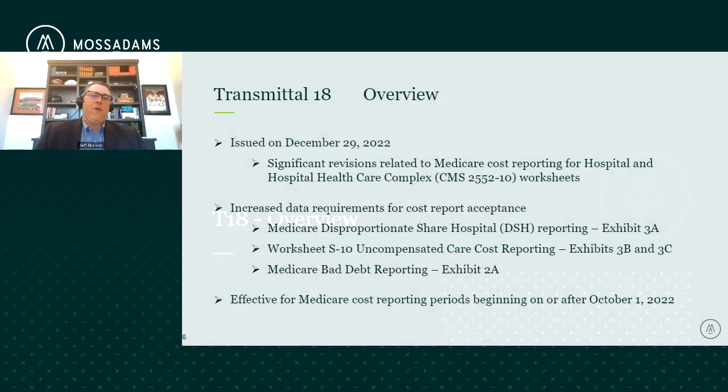So, just a brief overview. Transmittal 18 was issued on December 29th, 2022, literally days before we all walked out the door for our winter break. And it included pretty significant revisions to Medicare Cost Report CMS 255210. It's effective for cost reporting periods beginning on or after October 1, 2022. So the first phase of this was hospital fiscal years ending 9/30/2023, which just filed in February.